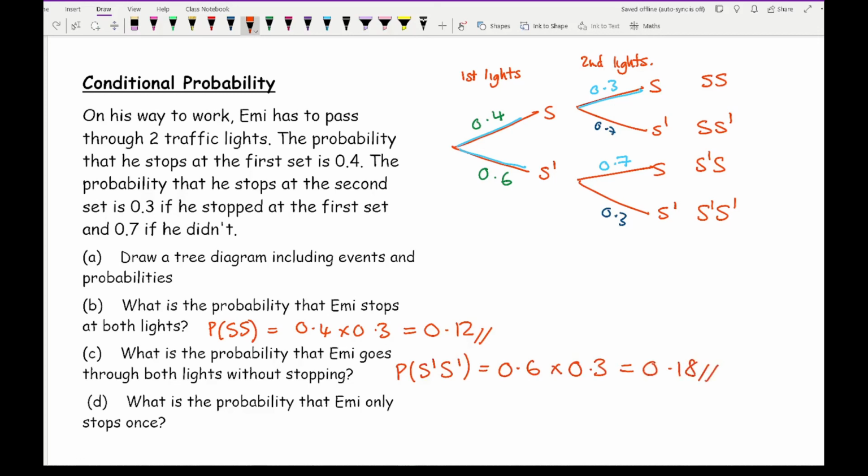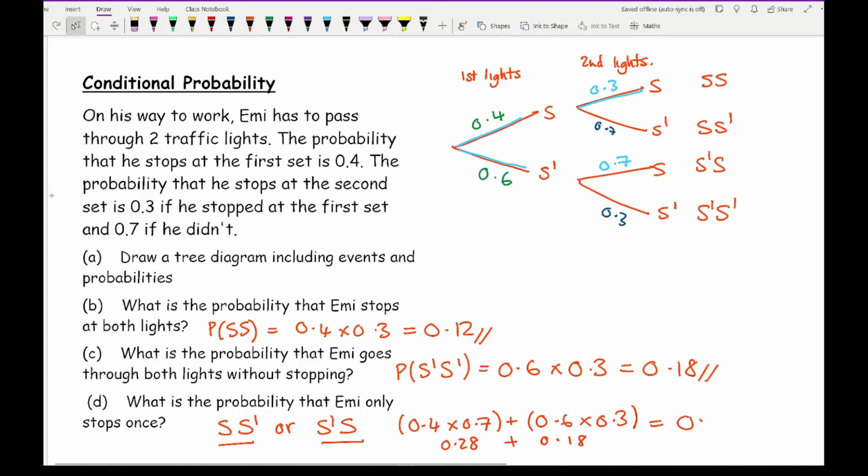The next question then says, what's the probability that Emmy only stops once? Well, that's either going to be S and S dash or S dash and S. So looking at this first one, well, that's going to be the second outcome. So that's going to be 0.4 times 0.7, or, where or means add, this second event, which is 0.6 times 0.3. And if I work those out, that's going to be 0.28 plus 0.18, which gives me an answer of 0.46. And there is my final answer.